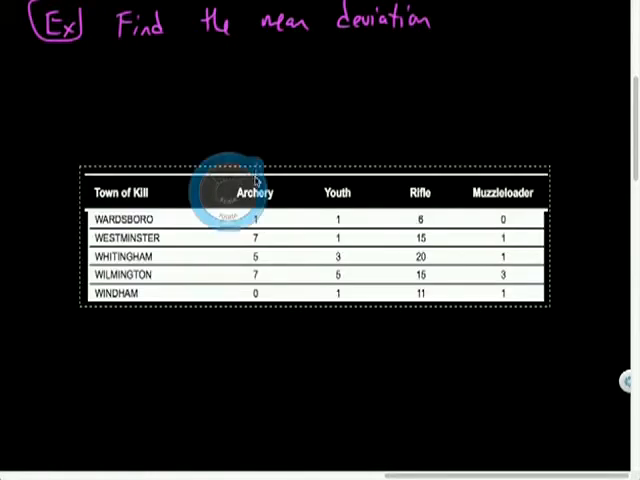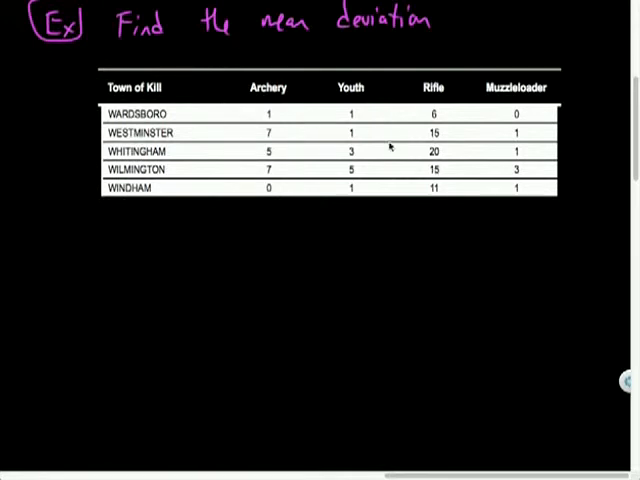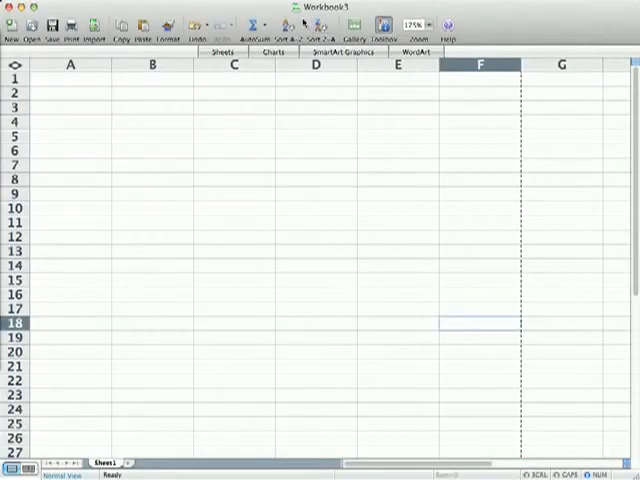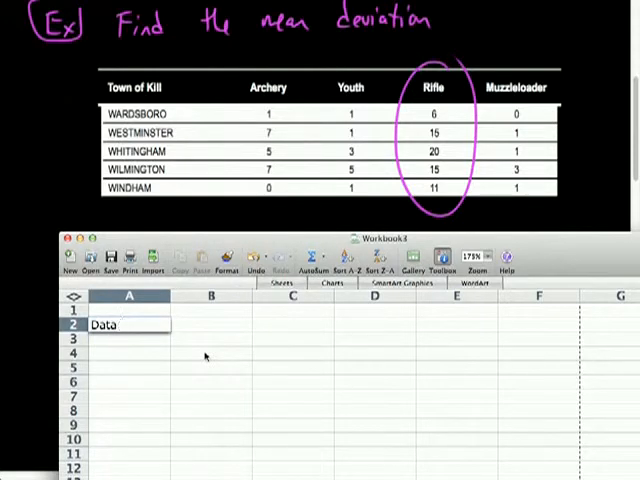Which one should I pick from our chart here? Let's do the rifle harvests. We'll specifically look at this. Let's program this up in Excel, and I'm hoping that this will actually communicate the formula to us better. So here's my data: 6, 15, 20, 15, and 11. There's my list.